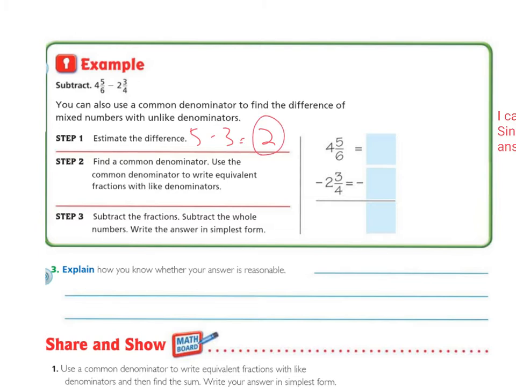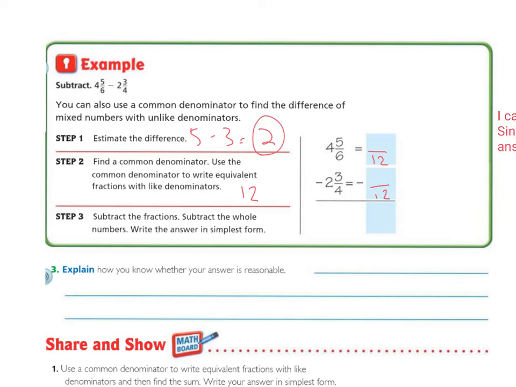So let's find a common denominator, and we're going to use the common denominator to write the equivalent fractions with like denominators. So for 6 and 4, a common denominator that they both have is 24. You could also do 12. Actually, I'm going to do 12, because 12 is smaller than 24. So let's make it be 12. So I'm going to make the bottom be 12 on both of these.